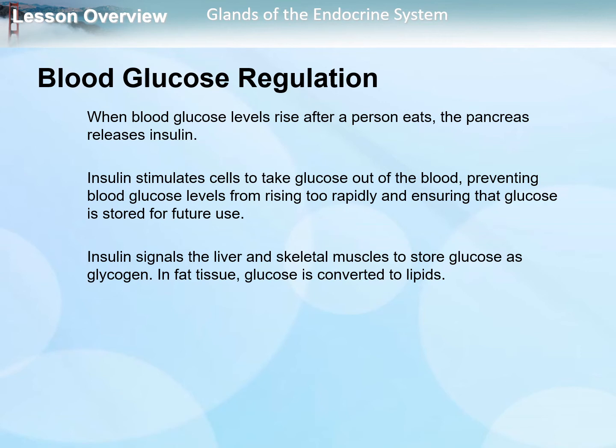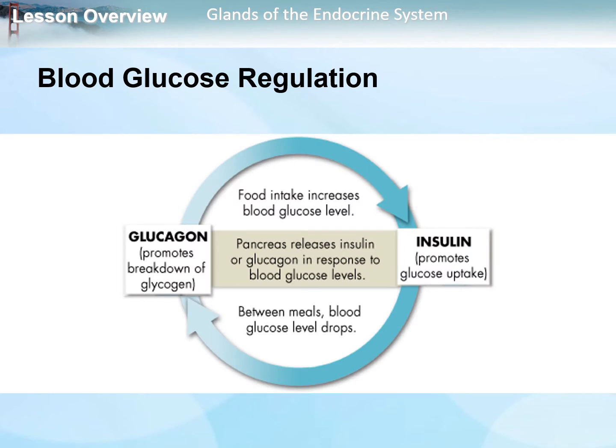Insulin signals the liver and skeletal muscles to store glucose as glycogen. In fat tissue, glucose is converted to lipids. So let us take a look at this figure. When the level of blood glucose drops, glucagon is released. The glucagon stimulates the liver, skeletal muscle, and fat cells to release glucose into the blood, helping raise the blood glucose level back to normal.